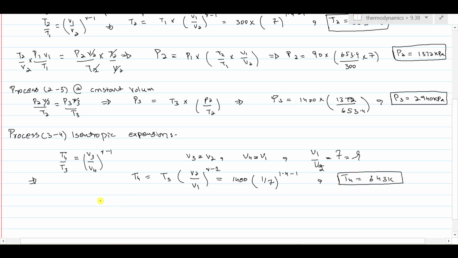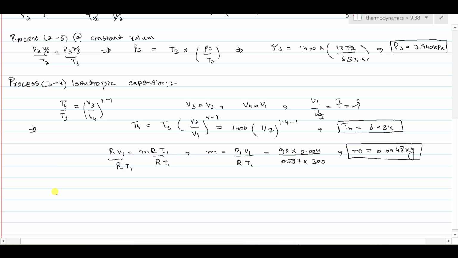We need to find the mass of the working fluid by the equation P1 V1 is equal to mR T1. Divide both sides by R T1 and you will get the equation for m, the mass of the working fluid during this Otto cycle. What is P1? That is 90 kilopascal, with initial volume 0.004, divided by the value of R, that is 0.287, and then the value of T1, that is 300 Kelvin. After solving this, you will get the mass 0.004.